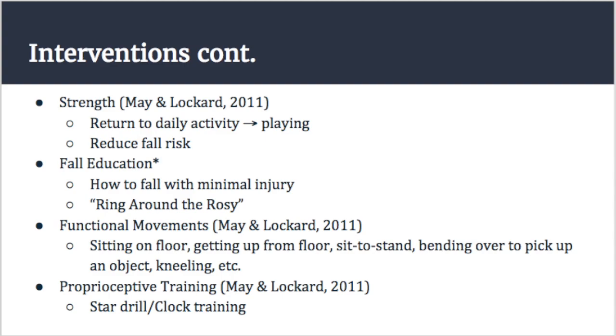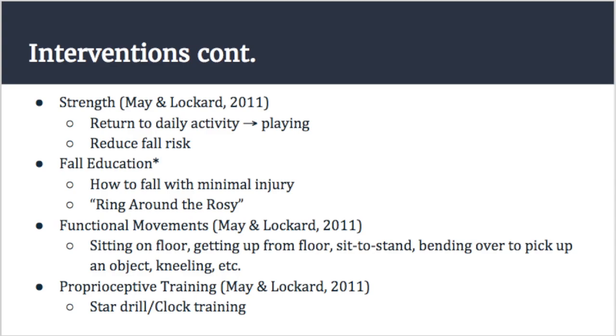Proprioceptive training will take place in conjunction with gait training. To practice proprioception, we'll perform a star drill or clock training. We'll have Shane stand on a numbered clock or star surface, then the PT will call out a number and he will have to accurately shift his weight to reach the respective number with his prosthesis. This will train him to know where the prosthetic is in space.